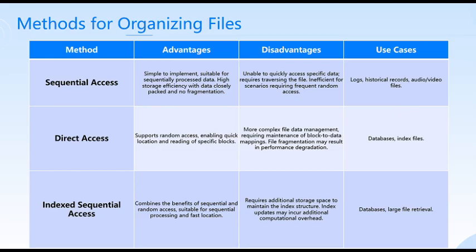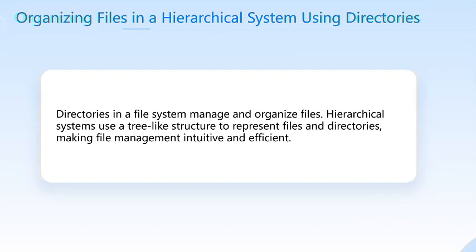And then is indexed sequential access. It combines sequential and random access via an index file. It is flexible and high efficiency, but it needs extra space. Then, organizing files in a hierarchical system using directories. Directories in the file system manage and organize the files. Hierarchical systems use a tree-like structure to represent files and directories, making file management intuitive and efficient.